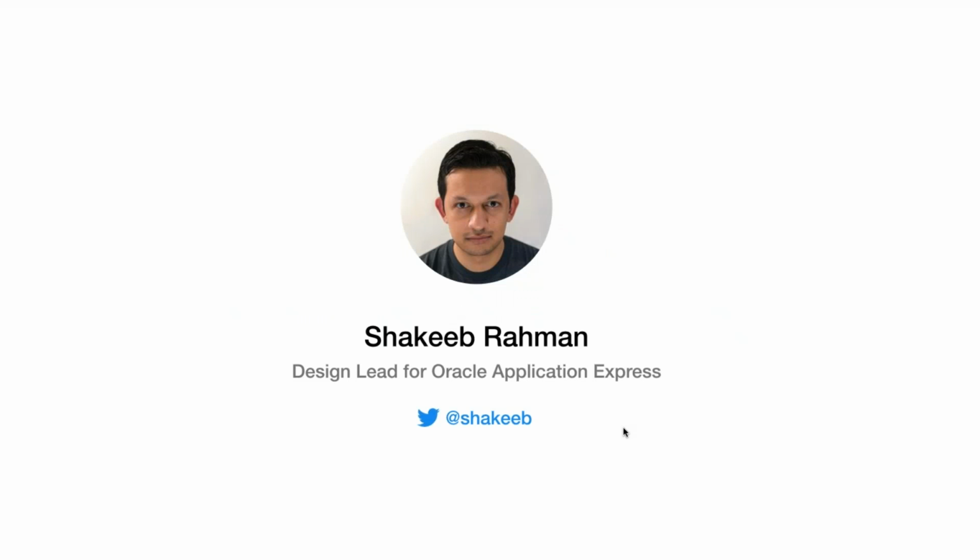So my name is Shakib Rahman, and I'm the design lead for Oracle Application Express. You can follow me on Twitter. I'm simply @Shakib. And as Lena was saying, I work on a lot of UI-based functionality for Apex. So I'm, I guess, the developer behind the universal theme, although it is not my own work. There's a lot of other members of the Apex development team that contribute heavily to universal theme, including all of the icons that we use in Apex, right?